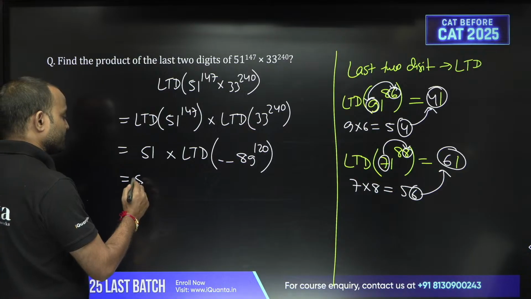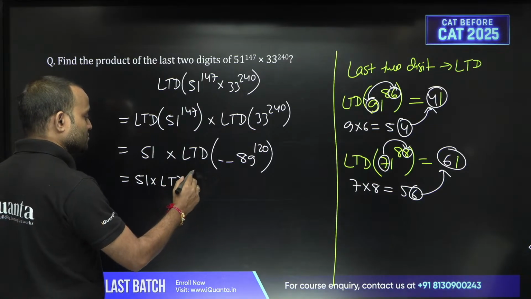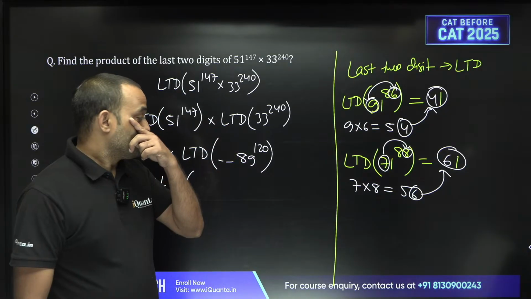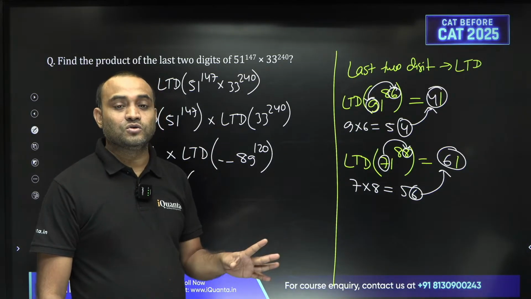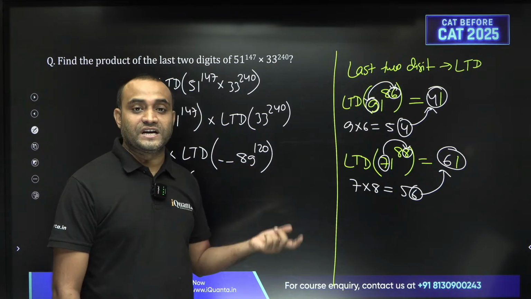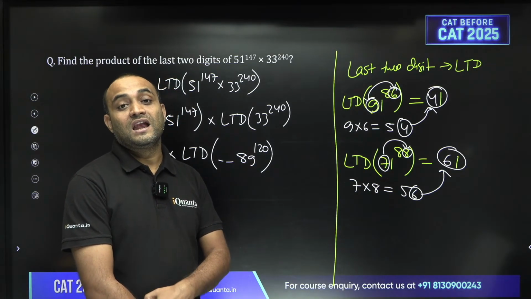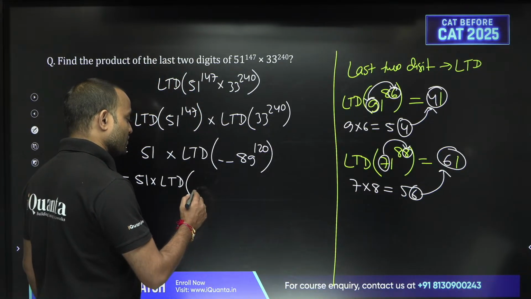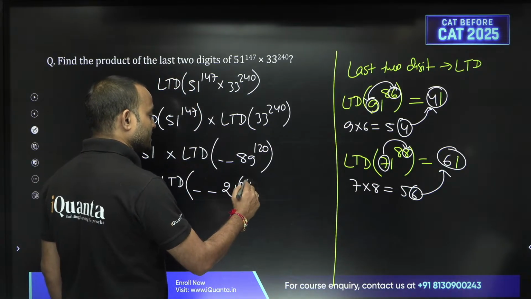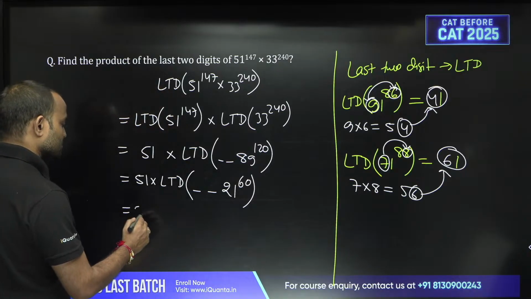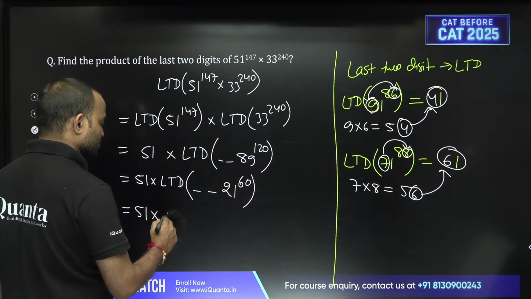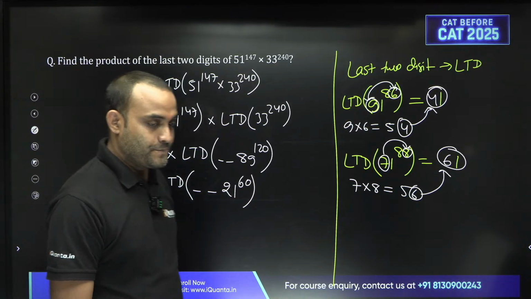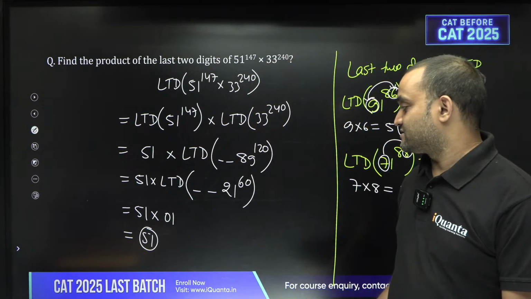Now, 51 into last two digits of, still the unit digit is not 1. So, let's take square again. What is the square of 89? I don't know, but I know that last two digits of 89 square will be same as last two digits of 11 square. 100 minus 11 is 89. 11 square is 121, so last two digits 21. So, it will be 21 to the power 60. So, 51 into 2 into 0 is 0, 0, 1. That will give us 51. ठीक है, that's your answer.